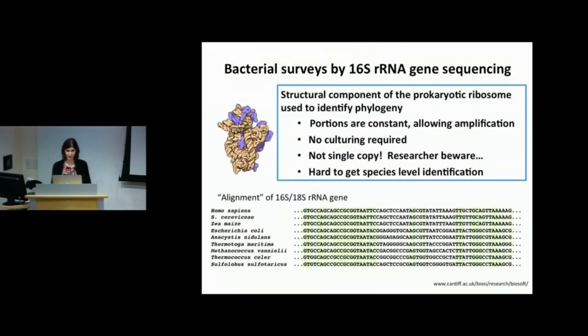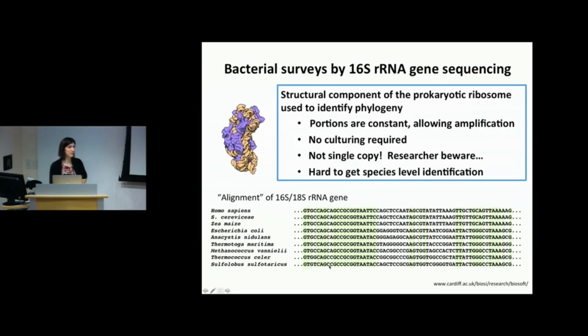Okay, so let's go into a little bit of detail on 16S gene sequencing. This is the structural component of the prokaryotic ribosome. We use it to identify phylogeny. The reason why we can do that is because this gene is very highly conserved, even among all domains of life. So you can see in green here are colored the identical nucleotides, and Homo sapiens are at the top, yeast, corn, and then microbes of all sorts.